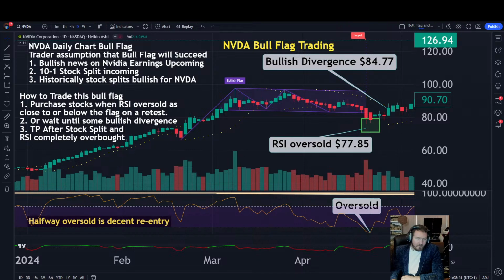Or B, if you want to maximize your profit, you wait until after that stock split. You wait until that news. You wait until after the keynotes. You wait until Jensen Huang comes on the stage and talks about having servers with over 1 million of their graphics cards.